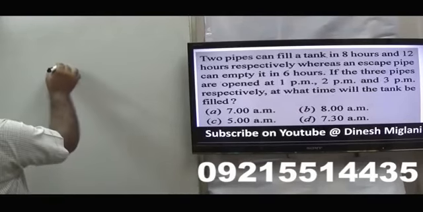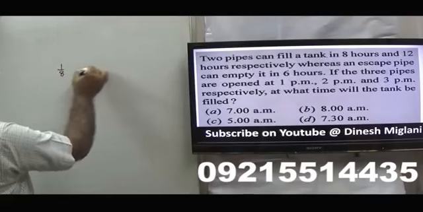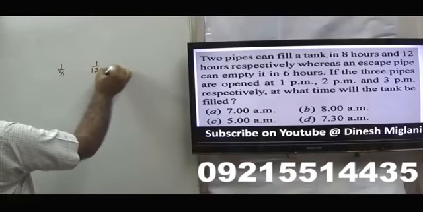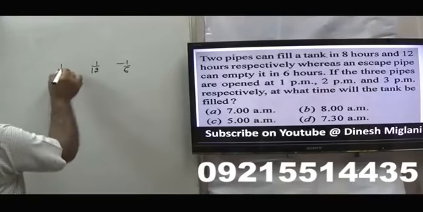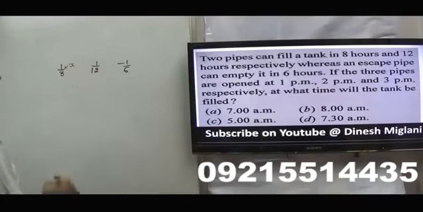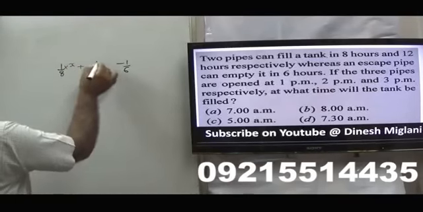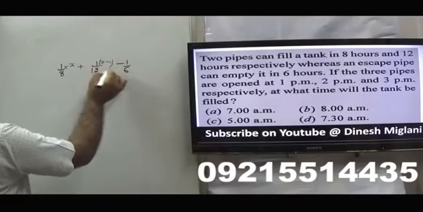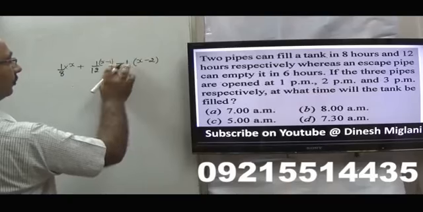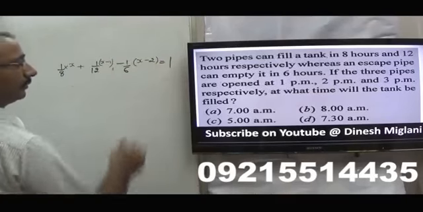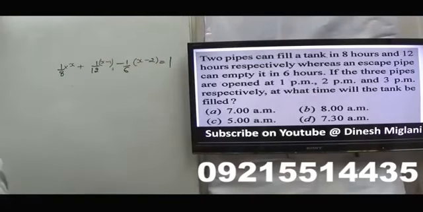Let us say the first pipe's 1 hour work is 1 by 8, the second is 1 by 12, the third is minus 1 by 6. It started at 1 pm, so let us say it has worked x hours. The second is opened 1 hour later, so I may say x minus 1. The third is opened 2 hours later, so you may say x minus 2. And the total tank is filled, so that is equal to 1. Just try to understand it because that gives me my answer.